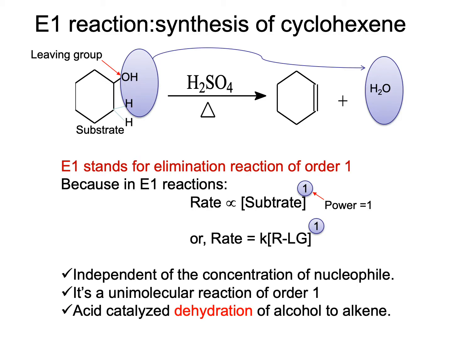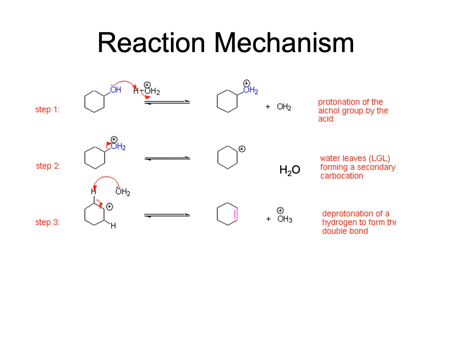As you see, the reaction is dependent only on the concentration of the substrate. That's why we call this type of reaction E1, and it's just the dehydration of an alcohol to make it an alkene. So this is the mechanism of the reaction. First of all, we have the protonation of the alcohol, then we have the water production, and at the end we have the elimination of the beta hydrogen.